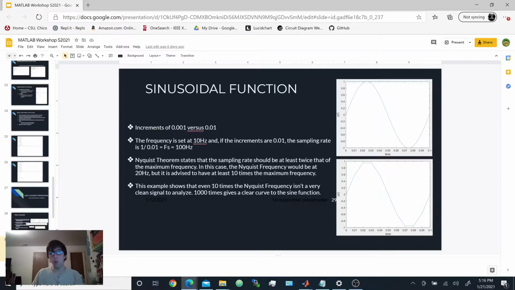I believe this is equivalent to 100 hertz for our sampling rate, 0.01. And you can see that's still not great. It looks okay. If it was any lower than that, it would be terrible.